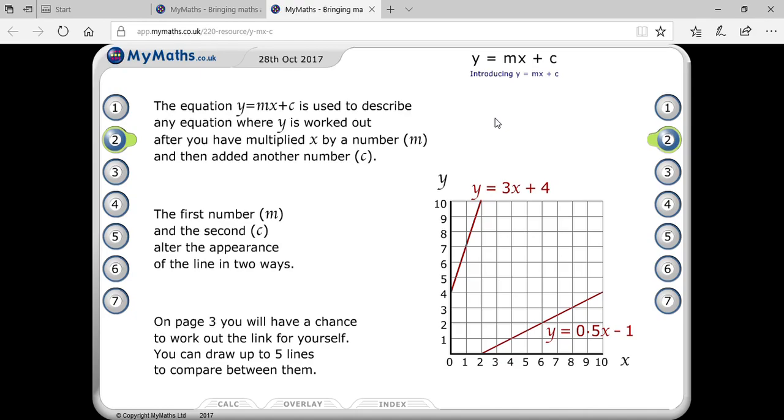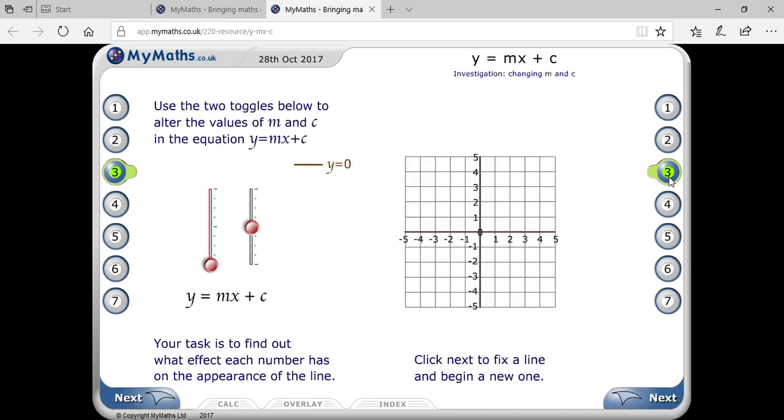Clear? Yeah. Clear. Okay. That's great. So let's do the third one.